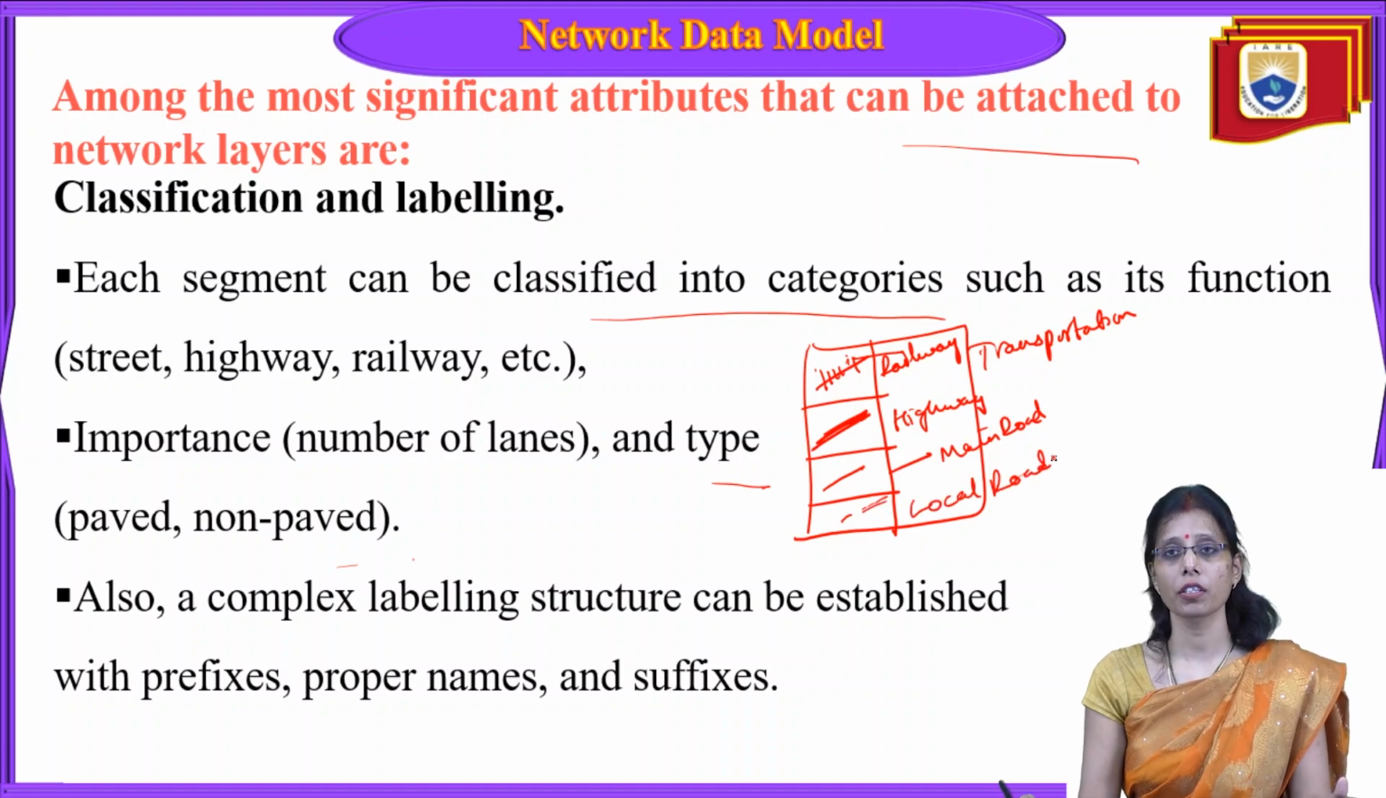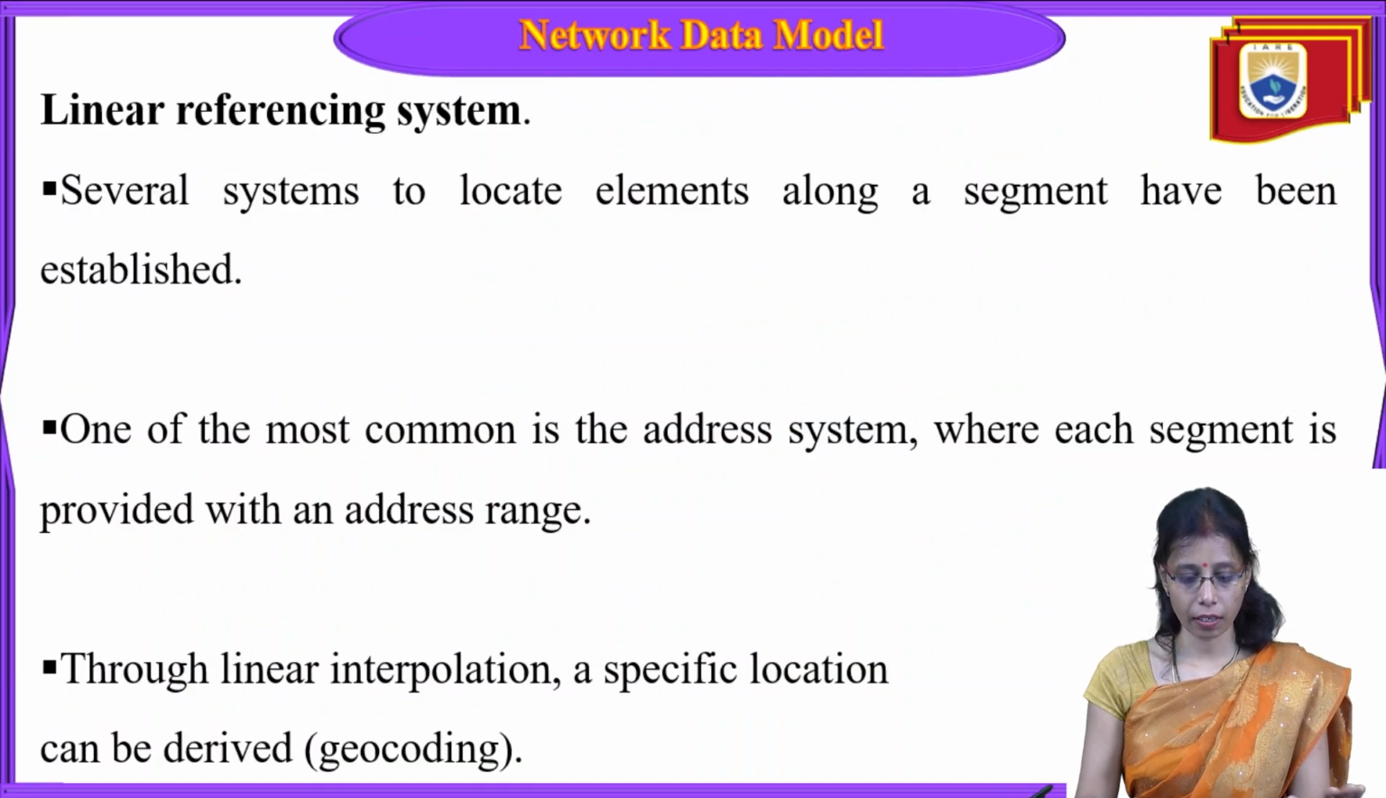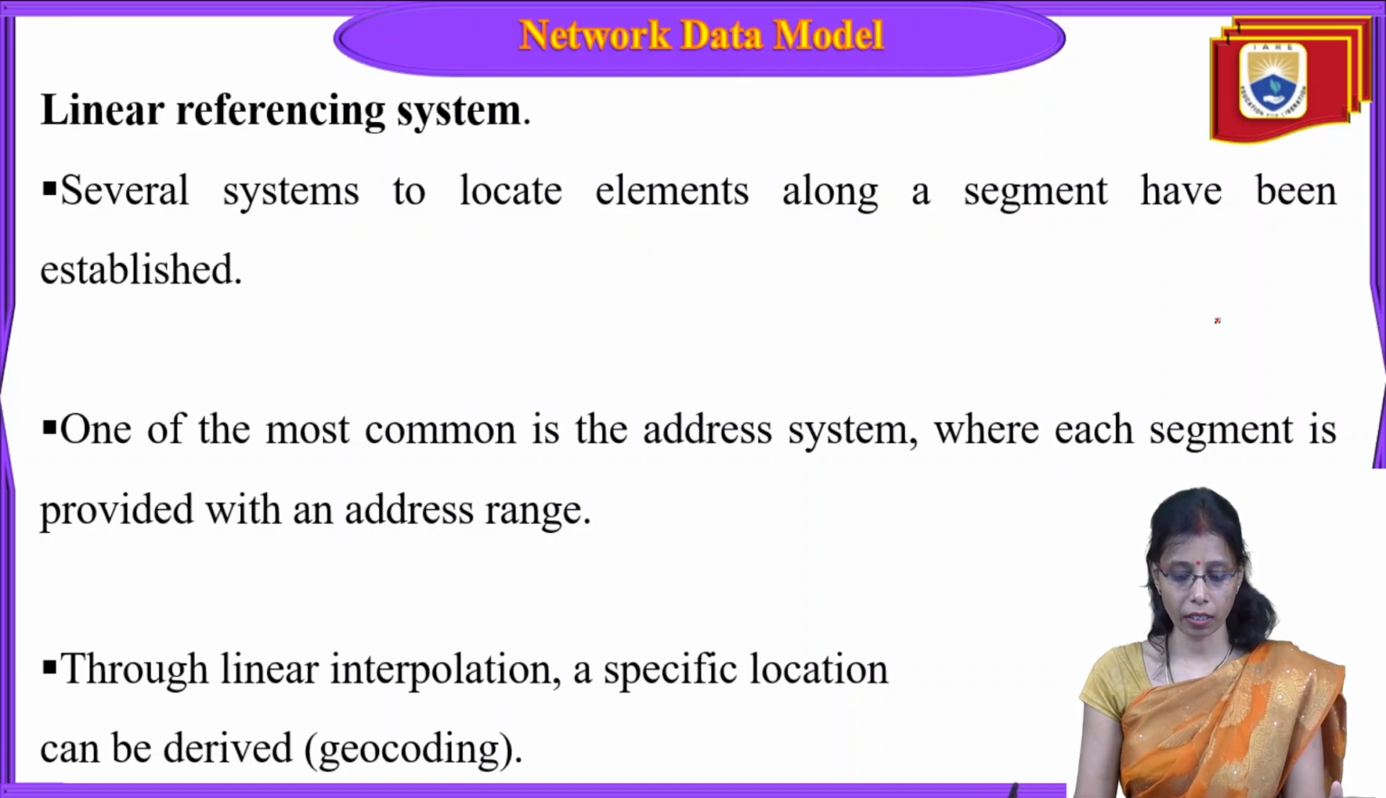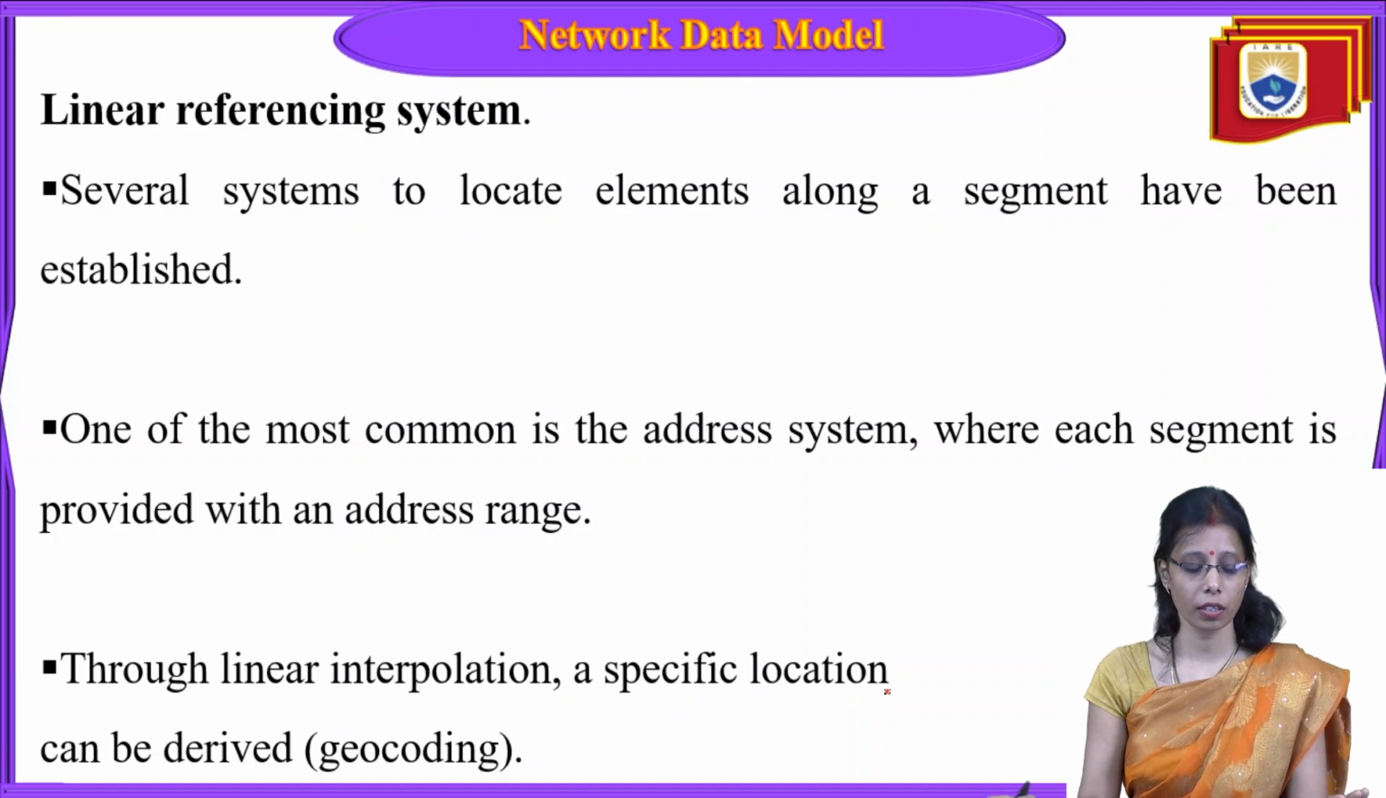So like this, we can do classifications with the help of labeling and classification. Now, linear referencing systems: several systems to locate elements along a segment have been established. One of the most common is the address system, where each segment is provided with an address range. Through linear interpolation, a specific location can be derived, and this will help in finding a specific location that can be derived from geocoding.